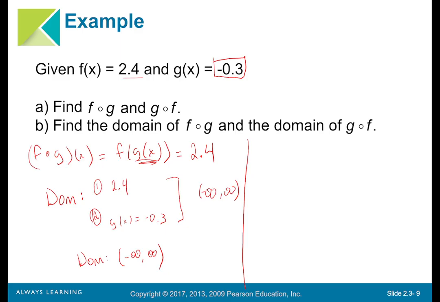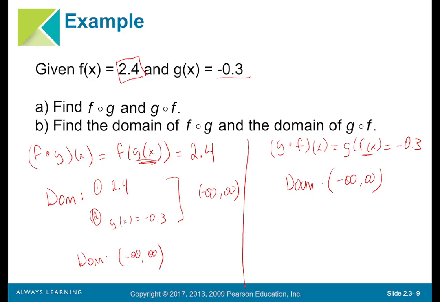Now let's look at what happens in the alternate case, g composed f of x. That's g of f of x. So this time we're plugging in f everywhere we see an x over here, but there are no x's in g. So this is just g of x. There's nowhere the 2.4 can be plugged in, so we just take the rest of g, which is negative 0.3. And for the same reason as before, it has domain negative infinity to positive infinity.